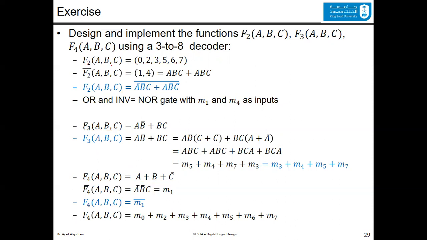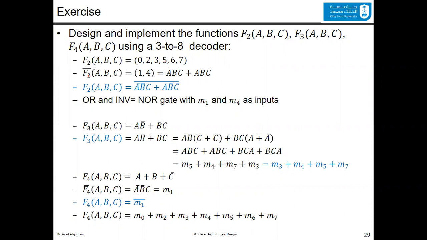So, F2 has 0, 2, 3, 5, 6, and 7. We know that if we get the complement of F2, you will have only 2 minterms, because it's 3 variables and already you have 6 minterms here. So if you took the complement, it will have only 2 minterms. And those 2 minterms correspond to A bar, B bar, C, or A, B bar, C bar, because you have 1 and 4. Just to remind you, the 4 is A, B bar, C bar.